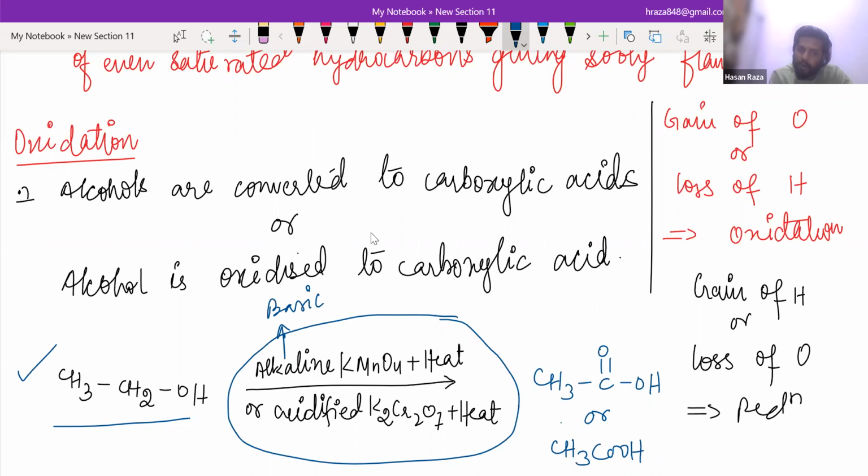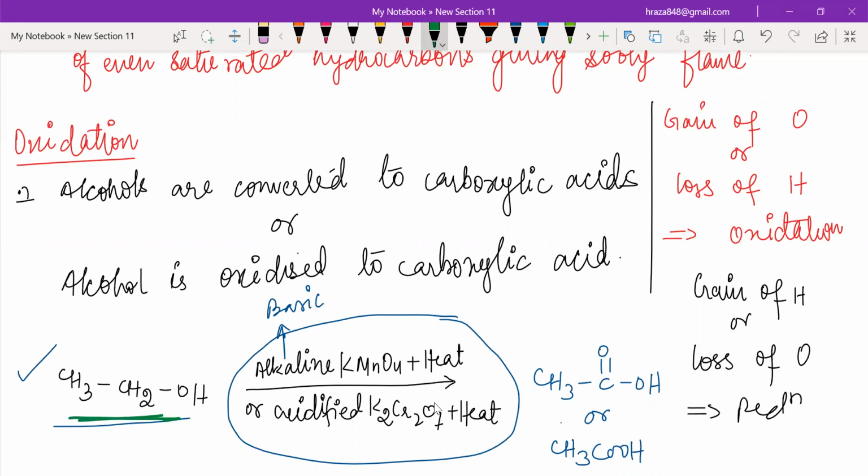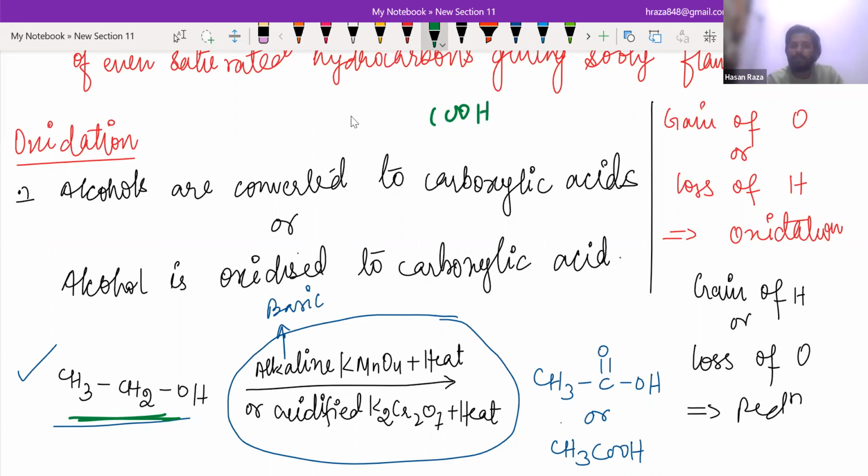Now, you just need to remember this reaction. This reaction is very important. You know that this is ethanol, and you can easily write the formula of a carboxylic acid having 2 carbons, because you know that carboxylic acid is this. You need to add 1 more carbon, and this carbon will be satisfied by hydrogen. So you will be getting this formula, right?